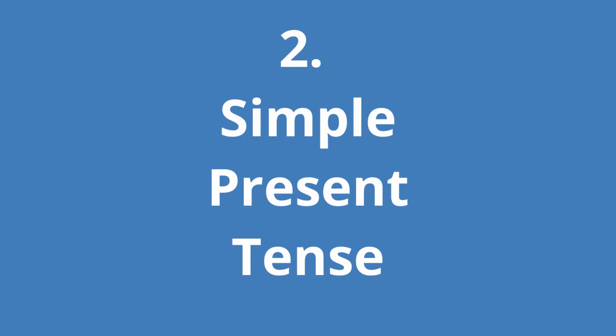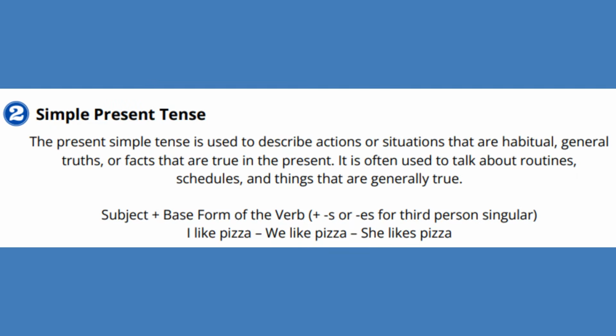And once again, there should be an expectation that the teacher will ask them a question and they will have to respond. You will teach the grammar. The simple present tense is used to describe actions and situations that are habitual, general truths, or facts that are true in the present. It is often used to talk about routines, schedules, and things that are generally true. It's a subject, the base form of the verb, or plus s or es for third person singular. I like pizza.